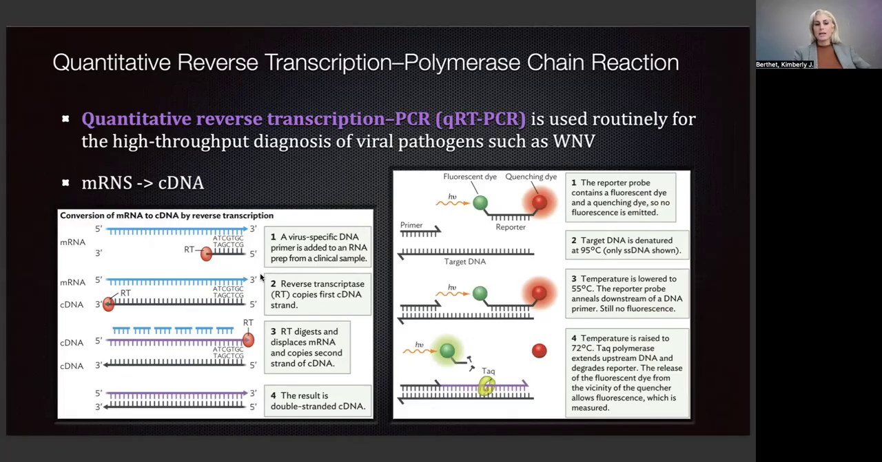We can take our mRNA, use reverse transcriptase to build the corresponding cDNA, and then remove that mRNA and build again. We can use an enzyme to make more DNA, so now we end up with our double-stranded cDNA. In this whole process, if we want to highlight a specific area, we can use fluorescent dyes and quenchers.